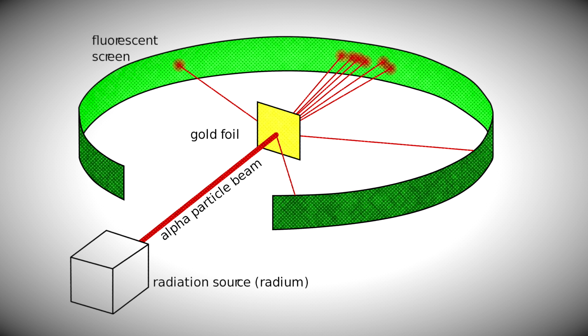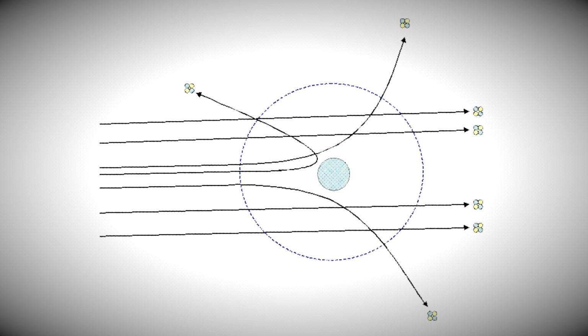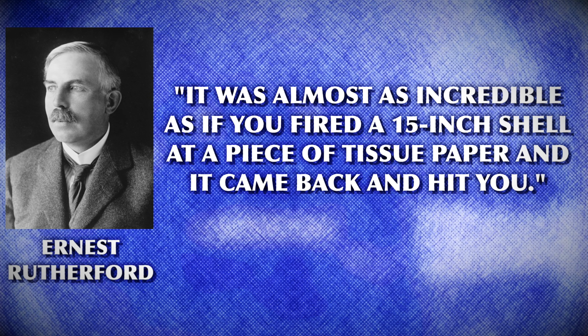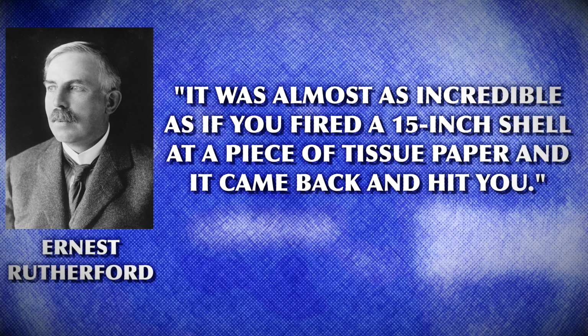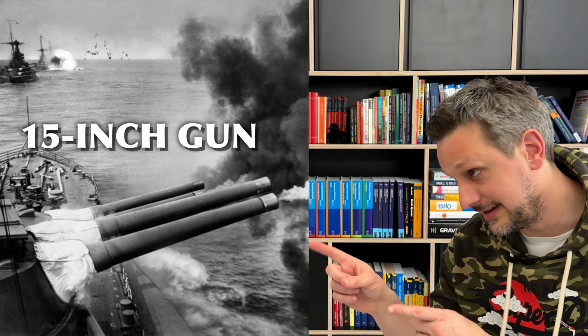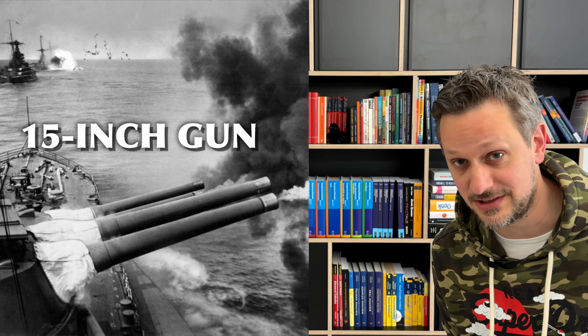But what they saw exceeded all their expectations. They saw some alpha particles being deflected by more than 90 degrees and some even by almost 180 degrees, a full backscattering. According to the plum pudding model of the atom, this should not happen. Deflection should only be small, a few degrees maybe, and only in the forward direction. As Rutherford famously put it, it was almost as incredible as if you fired a 15-inch shell at a piece of tissue paper and it came right back and hit you. And just for reference, this is what a 15-inch gun looks like.